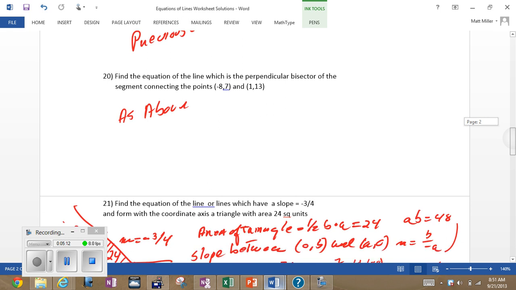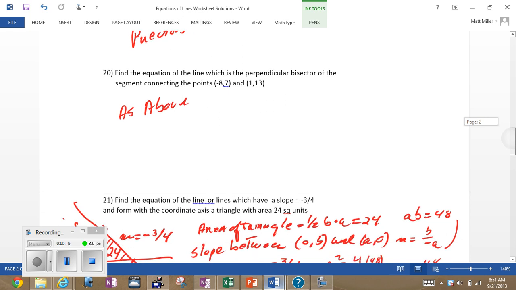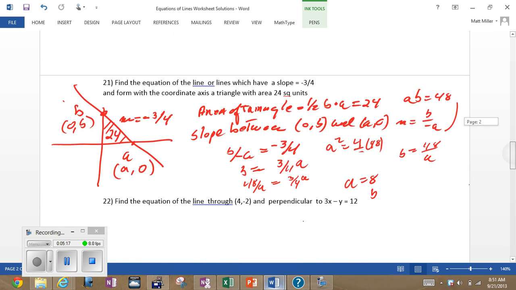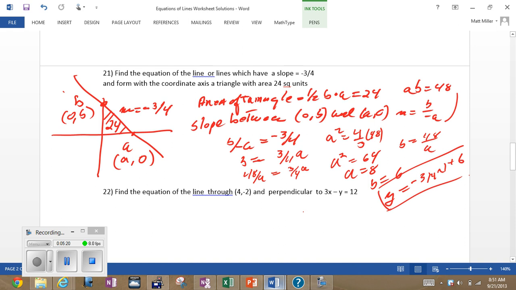Number 20 kind of references you back to that same kind of problem. 21 is the most interesting problem. Let's outline that for you. Okay, so some line has a slope of negative 3/4, and it crosses the axes and makes a triangle between the x and y axes, whose area is 24. So we are after the equation of that line.